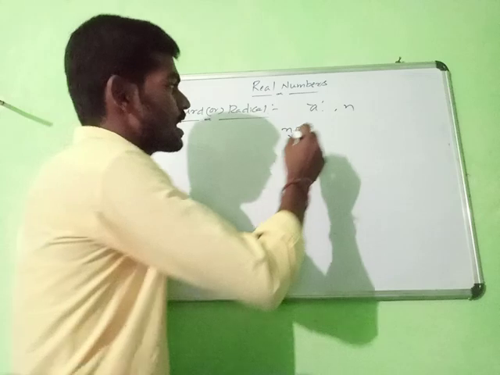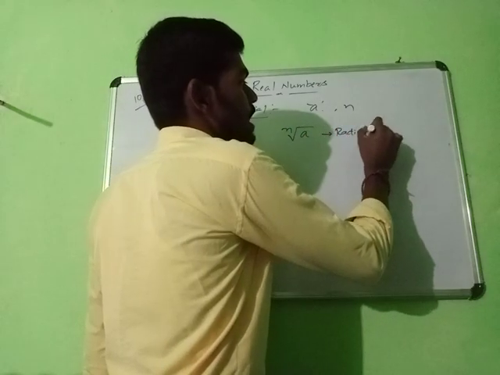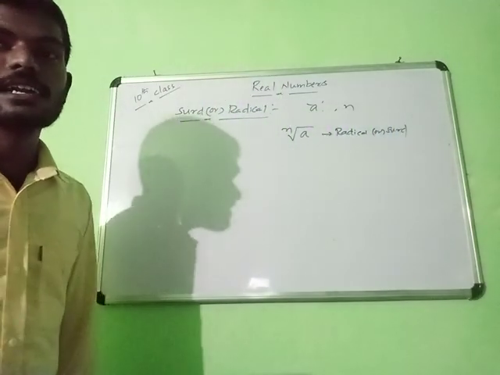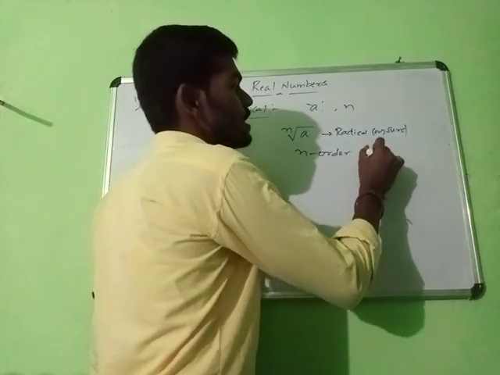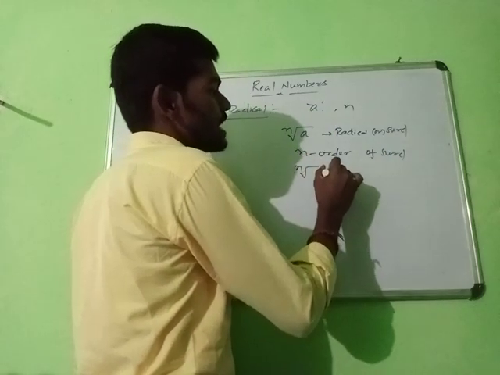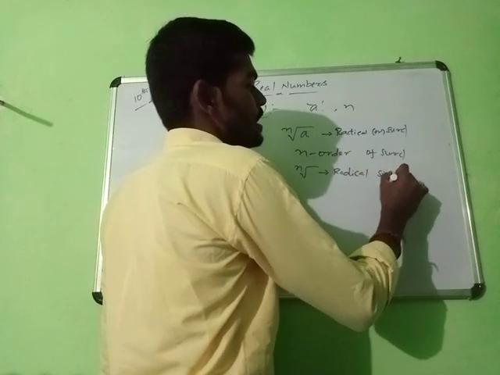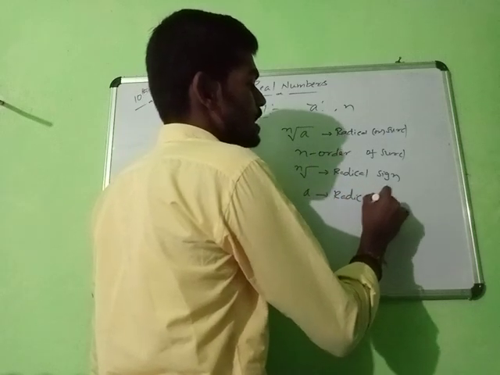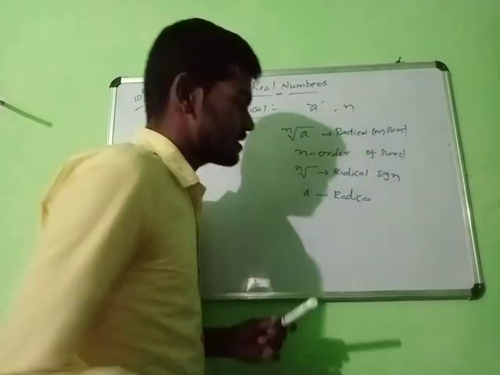Here, the nth root of A is called a radical or surd. n is called the order of the surd. The nth root symbol is called the radical sign. A is called the radicand.